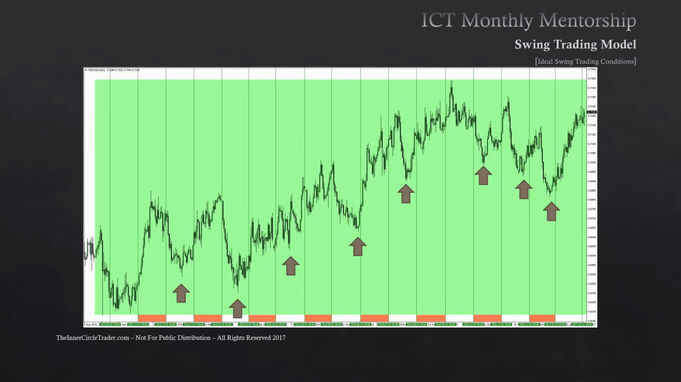When we look at swing trading, we're looking at high probability directional trades. That's what we're looking for. We're not looking for range-bound trading. We're not looking for turtle soups to stay inside of a consolidation. We're looking for strong directional plays.